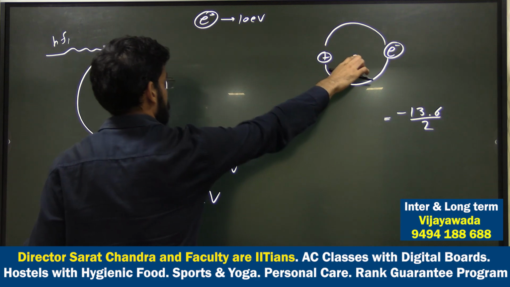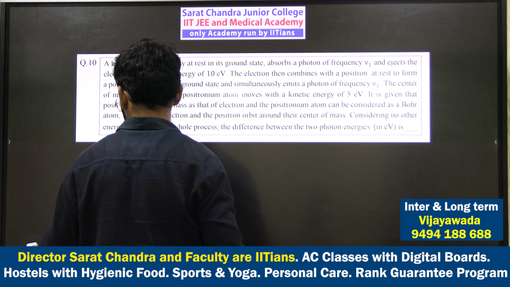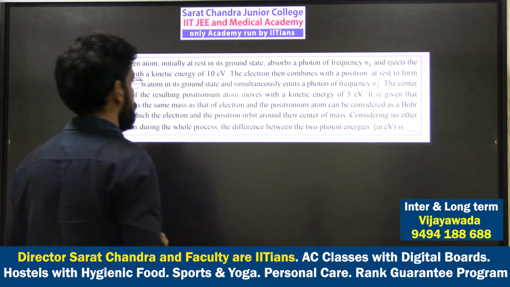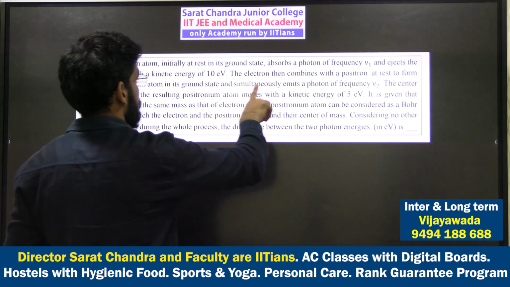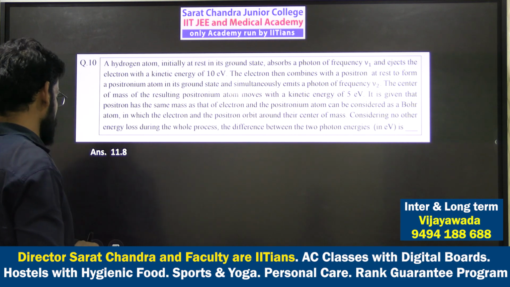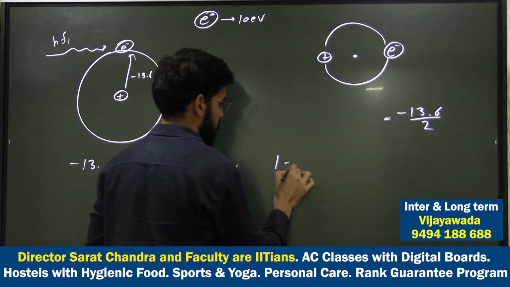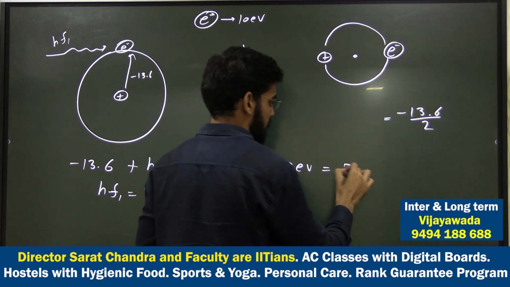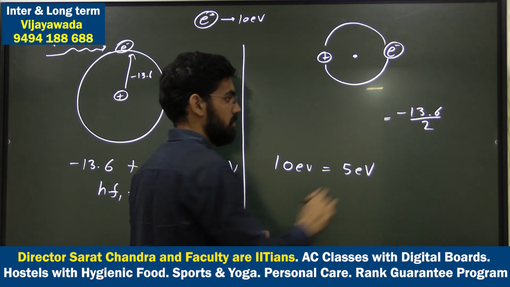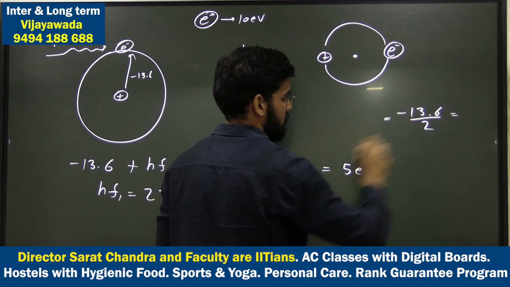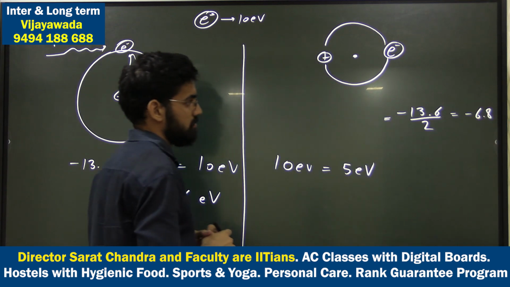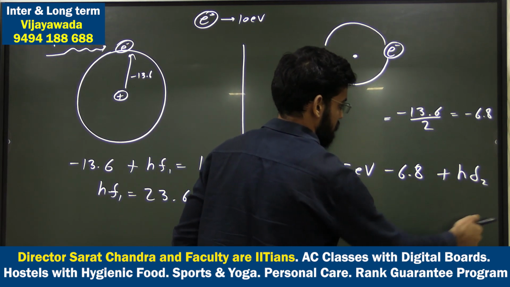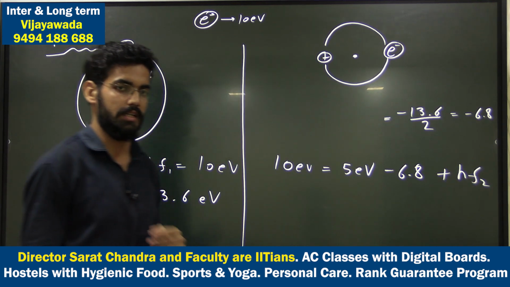And he said the center of mass is moving with a kinetic energy of 5 electron volt. And one more thing he said, it simultaneously emits a photon of frequency f2. So initially this is 10 electron volt. This came with 10 electron volt, and what it made here is 5 electron volt center of mass energy, and this is minus 13.6 by 2, how much? 6.8. So minus 6.8, plus he left a photon of F2, hF2 energy.